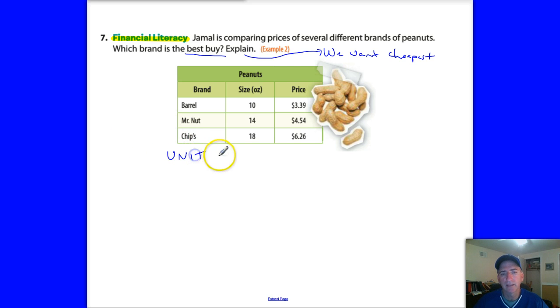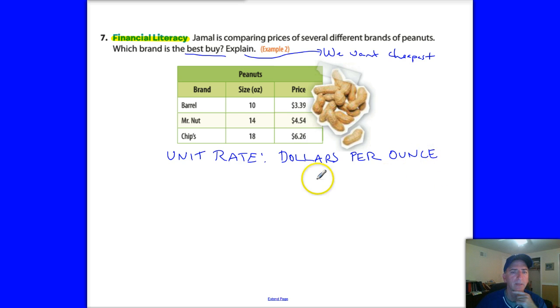And the unit rate, this is important that you understand, is how many dollars per ounce we are paying for each of these different types of peanuts. How much am I paying for 1 ounce of peanuts in all these 3? Because notice that each of these sizes is different. The smallest one is the cheapest, but that doesn't mean it's the best deal.